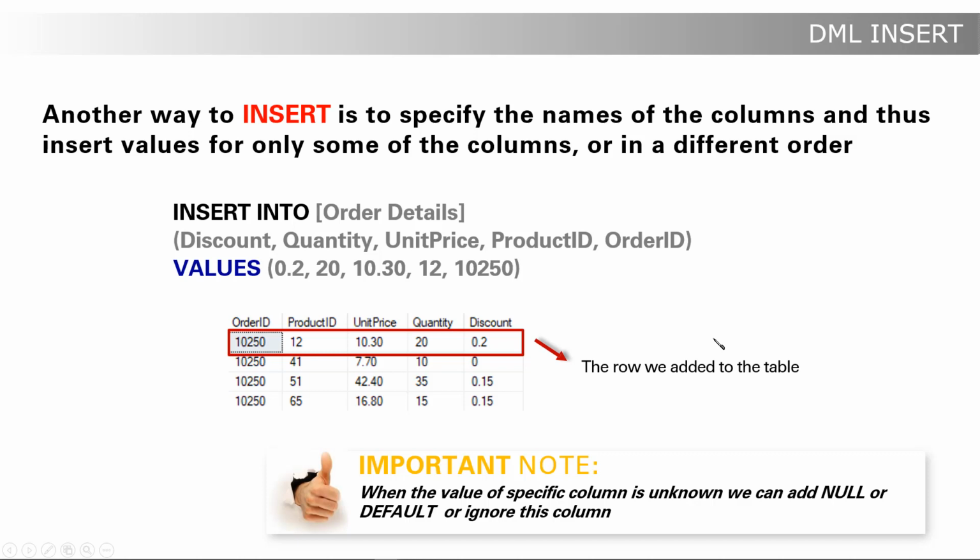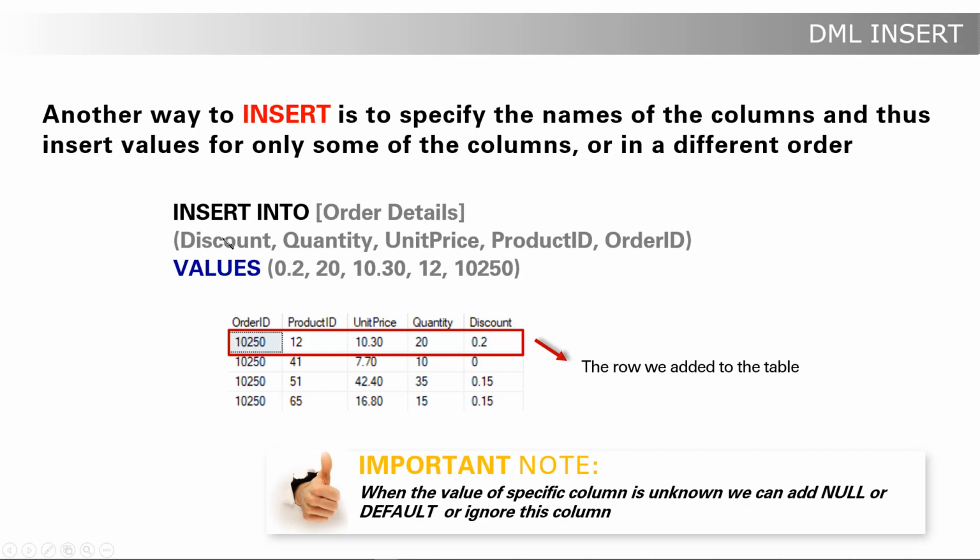In this lesson, we learn about another way to insert specific names of the columns and thus insert values for only some of the columns, or in different orders. Let's see. We have insert into order details. Now, we know that in the table, the order is order ID, product ID, unit price, quantity, and discount. We can, if we want, enter only part of the values or in another order.